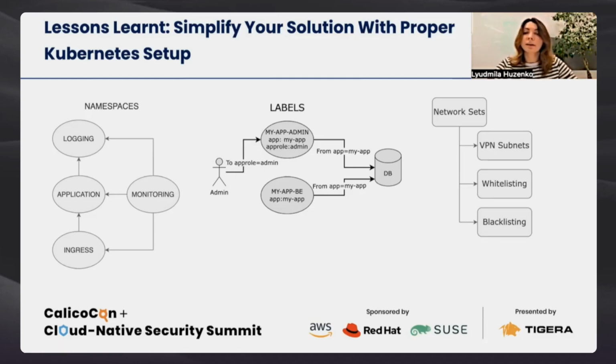The third thing I wanted to highlight is that when we are talking about automation, you shouldn't have any hard-coded values in it. And network sets are a good way to handle your VPN subnets, whitelisting lists, and blacklisting lists to be applied to your environment.